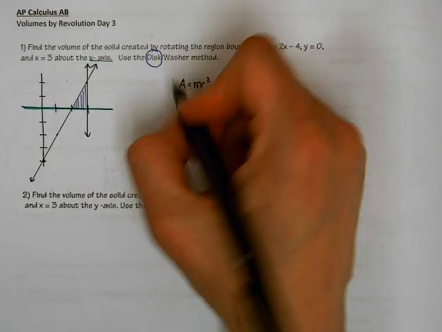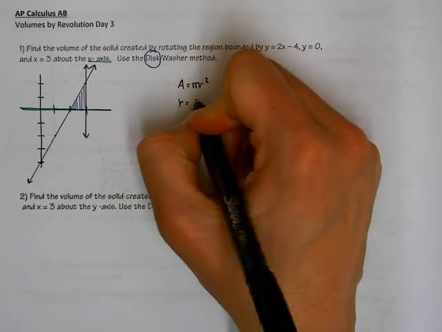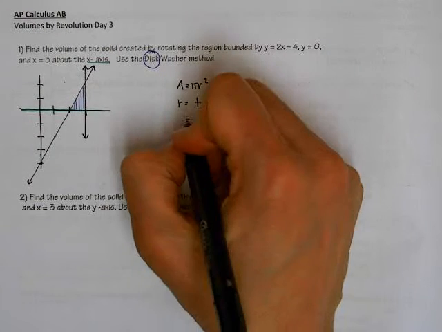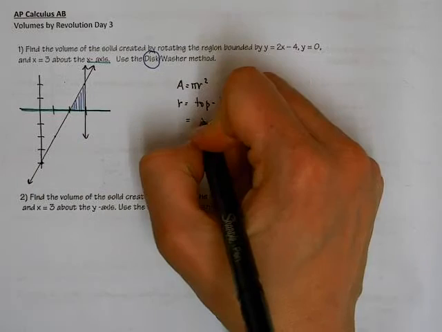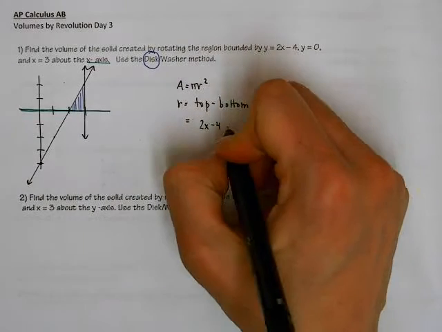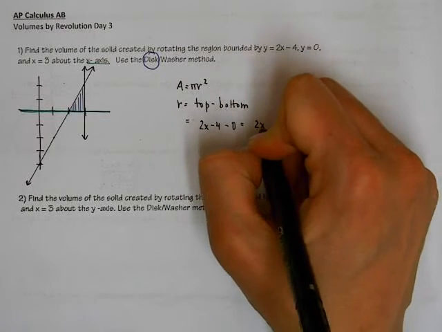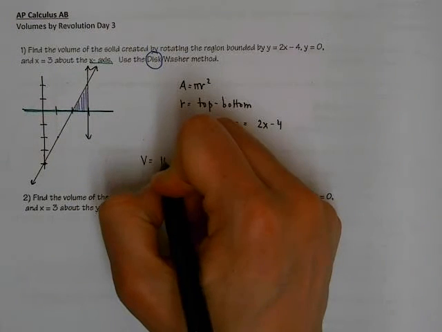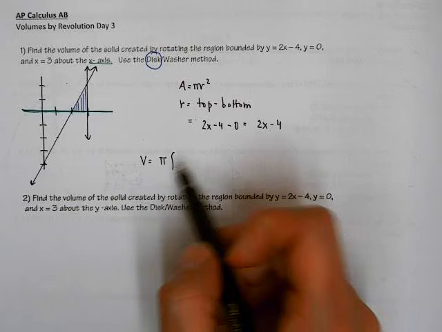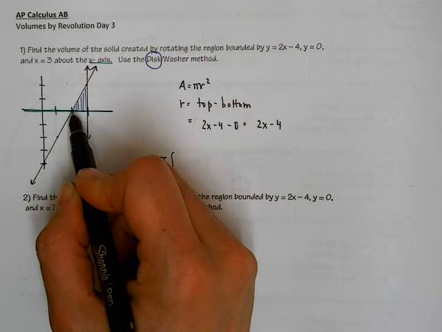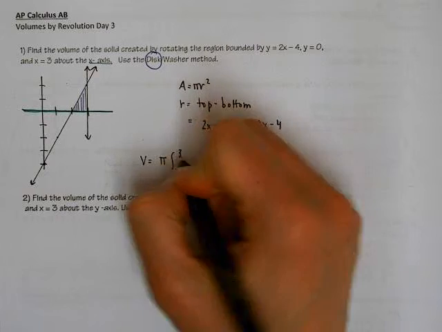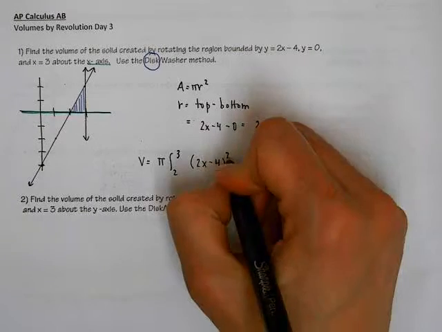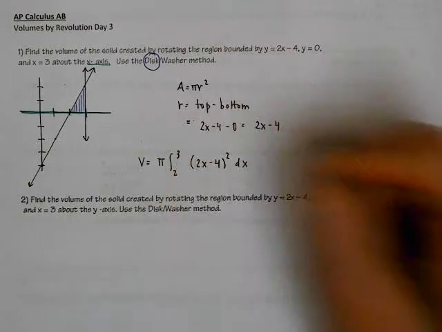Because I'm revolving about the x-axis, my radii are going to be top minus bottom. In this case, my top function is 2x minus 4. My bottom is 0, so my radius is just 2x minus 4. So now I know my volume is going to be pi times the integral. This is with respect to x, so my x values are from 2 to 3. My radius is 2x minus 4, and I need to square that radius, and then I have dx.